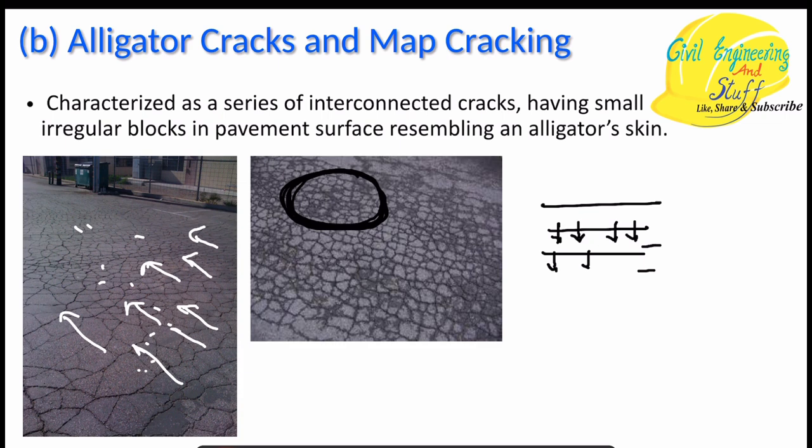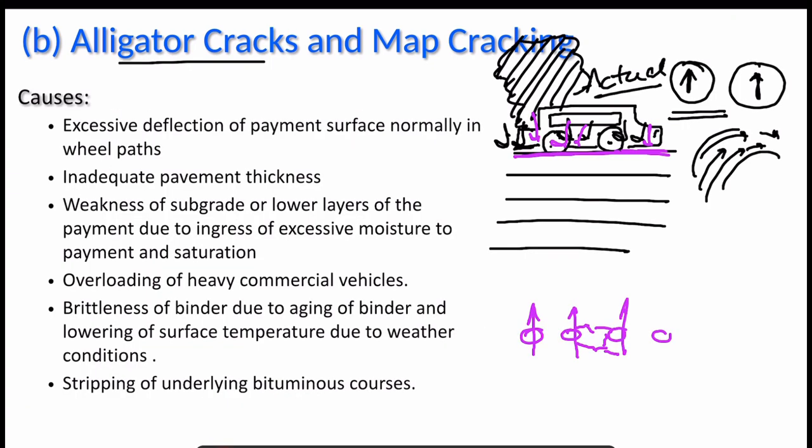And down the line, if the treatment is not done in an adequate time period, then this process will keep on happening at a very escalated pace. As and when the moisture moves down, it will keep on destroying the structural integrity of the flexible pavement, and then these cracks at the surface will further increase.